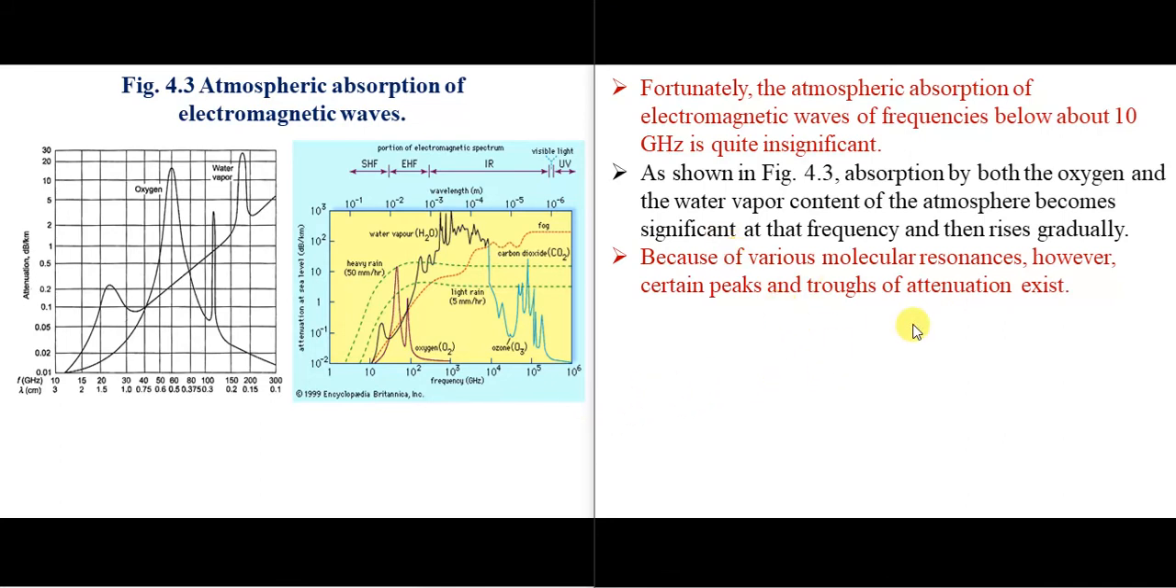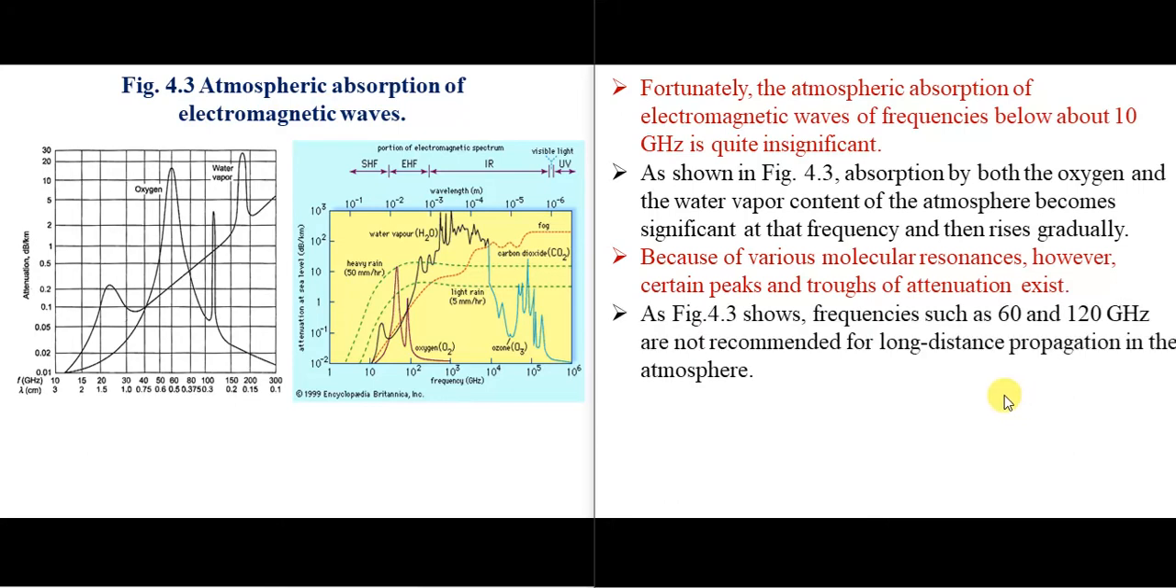Because of various molecular resonances, certain peaks and troughs of attenuation exist. As shown in this figure, frequencies such as 60 gigahertz and 120 gigahertz are not recommended for long distance propagation. 60 gigahertz is absorbed by water vapor molecule, and 120 gigahertz is absorbed by oxygen.